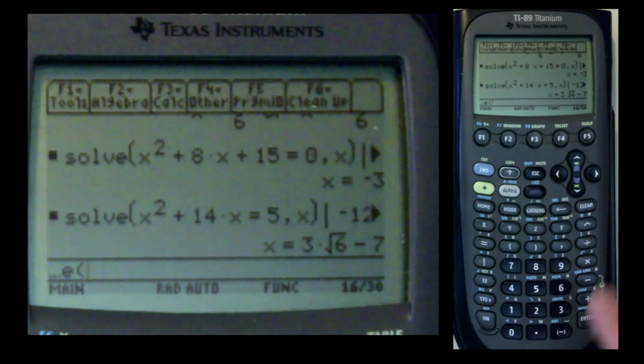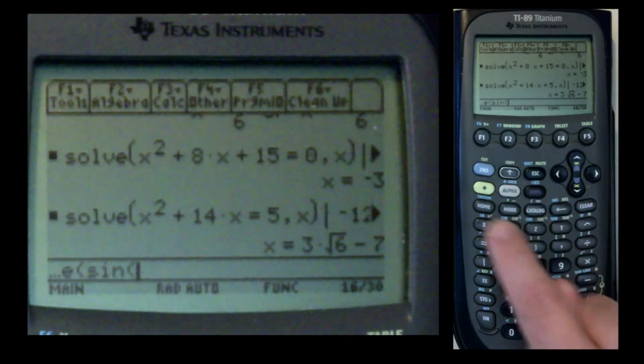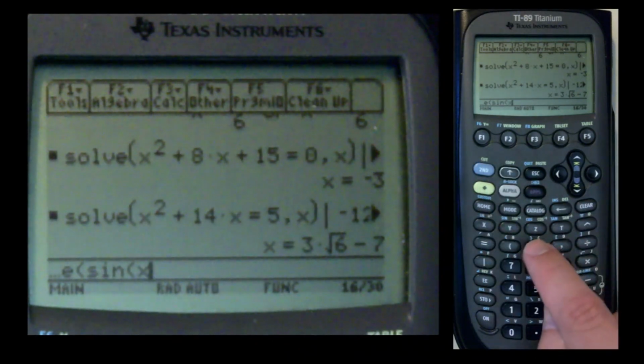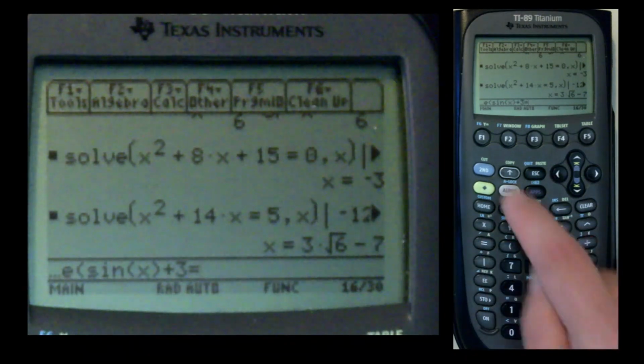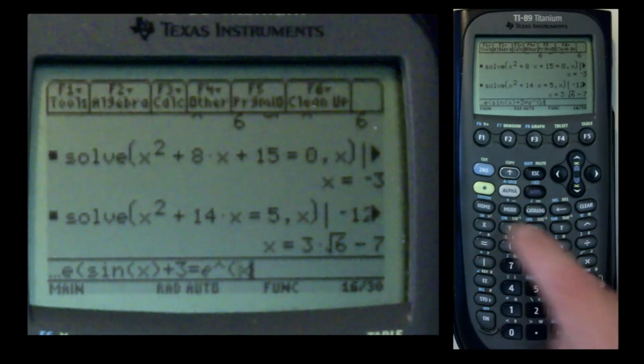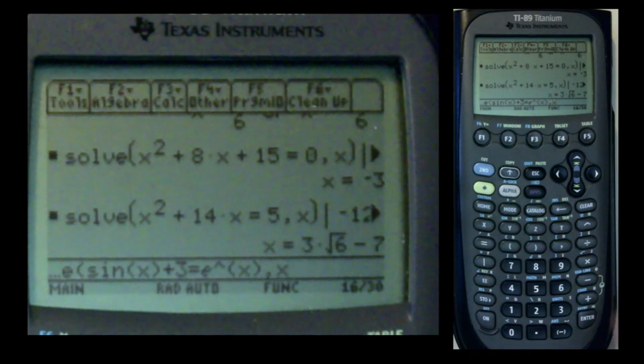And let's solve sine of x, close the parentheses, plus 3 is equal to e to the x, like that. And I'm going to go ahead and hit enter now. You can see that, one, you get a warning saying that other solutions may exist. That usually comes up with trig functions. And you see that it says it's busy. And this is taking quite a while.